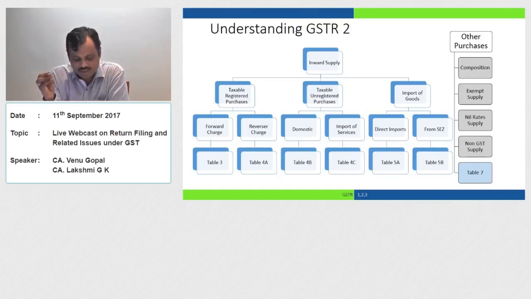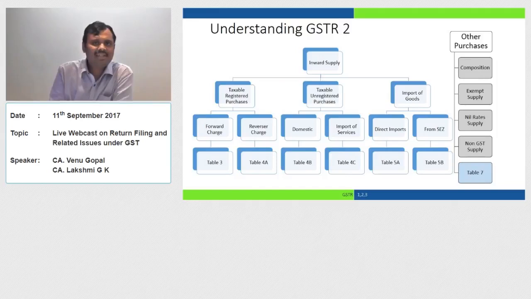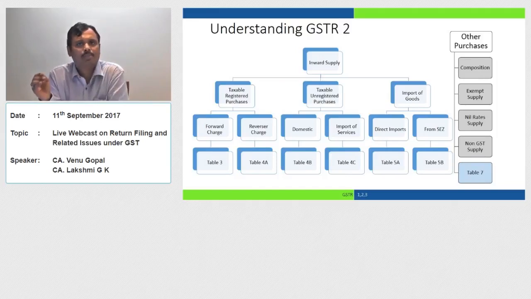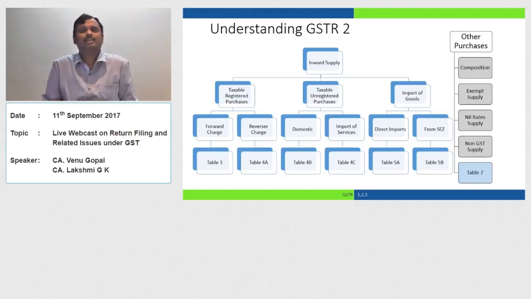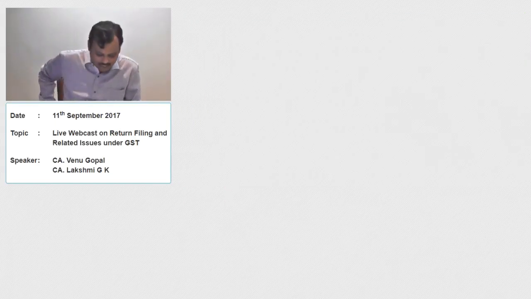Next comes import of goods, whether it could be direct imports or from SEZ. Direct imports are reported under 5A, imports from SEZ are reported under 5B. Leaving this, all other purchases where there is no tax implication, no tax applicable. One is your composition purchases. Though it is a registered person, you are not getting any input tax credit, nor is he charging any tax on the invoice. Next, all exempted supplies, exempted inward supply, nil rated and non-GST supplies, all these supplies are reported under your table 7. I've just missed table 6, which I'll explain to you in a while.